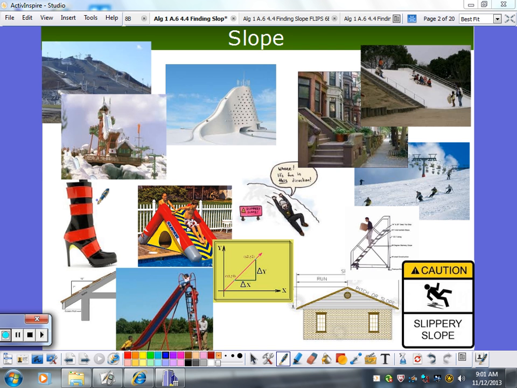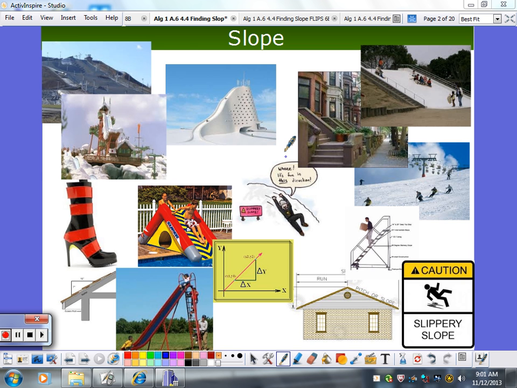What do you do now? Slope. Now I'm looking at these pictures here. I see a ski slope. Here's kind of like a sliding hill. Here's a ladder, slope of a ladder, slope of a slide. This roof here, if I can get there, that has a slope.